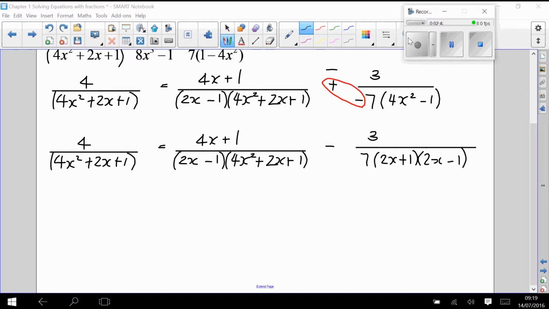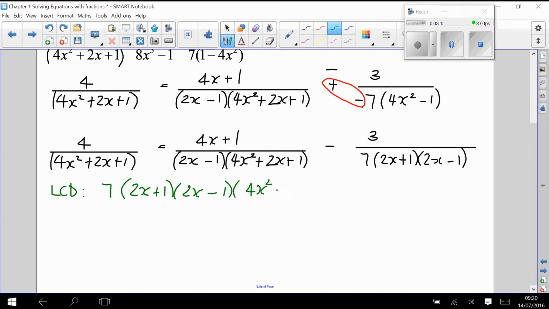As all of my denominators are now fully factorized, I'm able to find my lowest common denominator. My lowest common denominator must have the most of each type of factor. Now there are a lot of factors over here because there is a 7, which is a number factor, and there are 3 bracket factors. The first one is going to be 2x plus 1, 2x minus 1 is the second, and then this long bracket factor of 4x squared plus 2x plus 1 is different to all the other factors, so must also be included in my LCD.